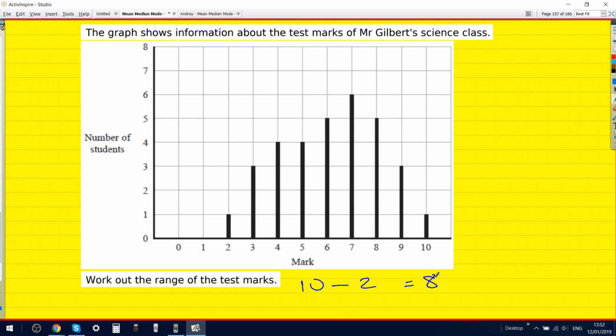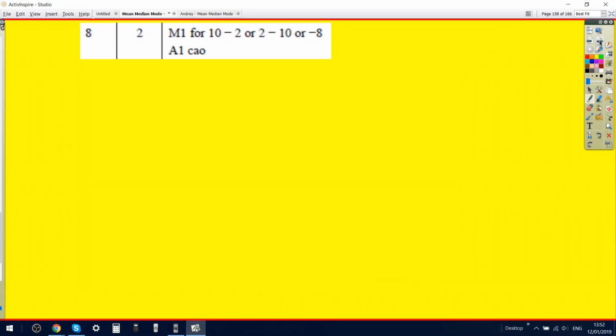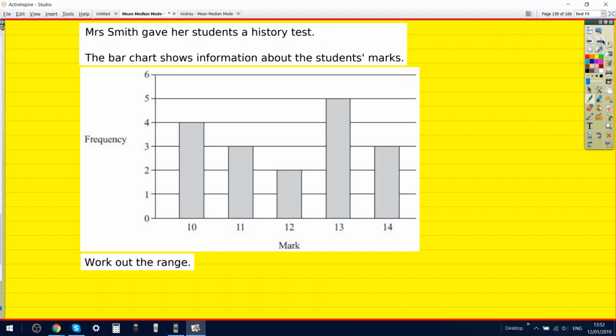So it's the exact same thing. It's just about reading the data the way it is. And the reason why I'm doing this is because these are the actual exam questions. So they're not all just the easy peasy ones. Okay, range.